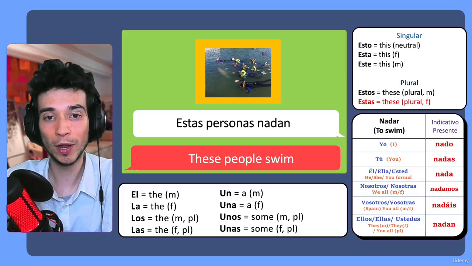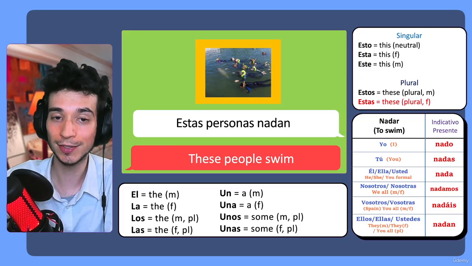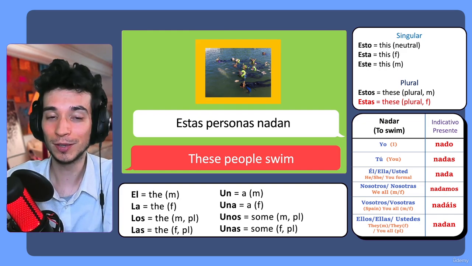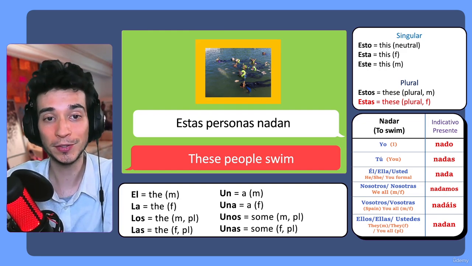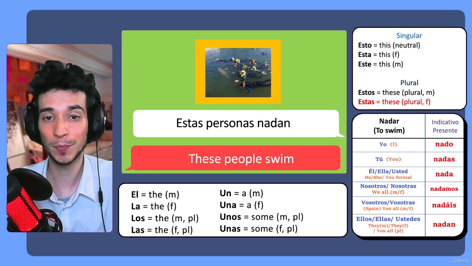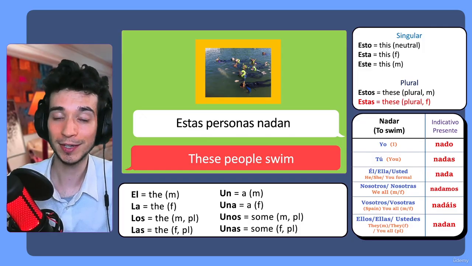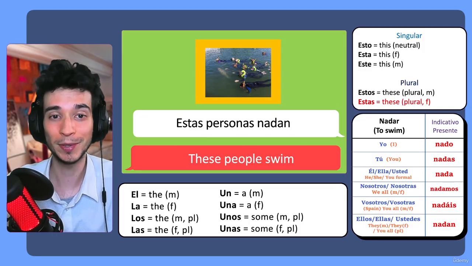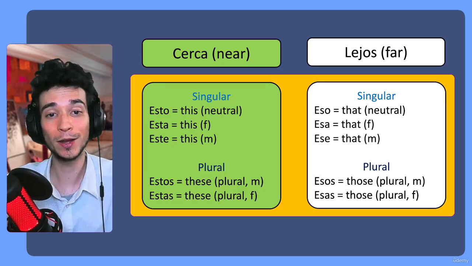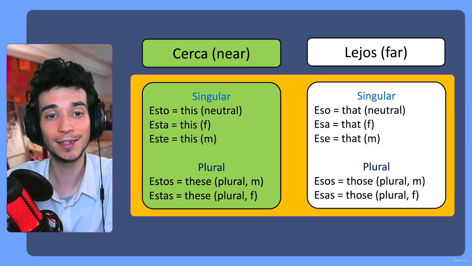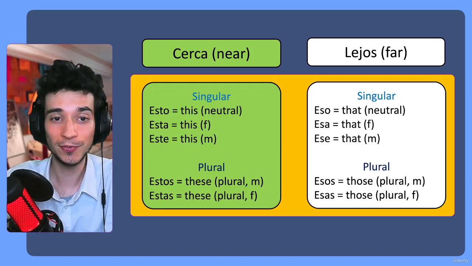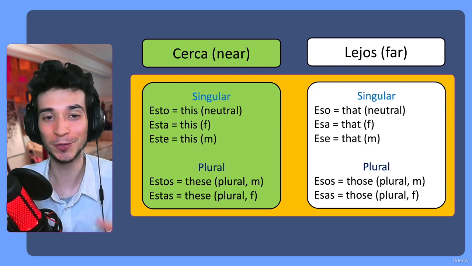So you might be wondering why personas is not masculine since it's a mixed gender thing, because persona ends with the letter A. So basically the word is female. Esta persona, this person. So persona ends with A, so it's female. Estas personas nadan. These people swim. So it's feminine. And yeah, so now we just went through these and these, which in English is much more simple because there's only 2 words. In Spanish we have 5, depending on what you're trying to say.